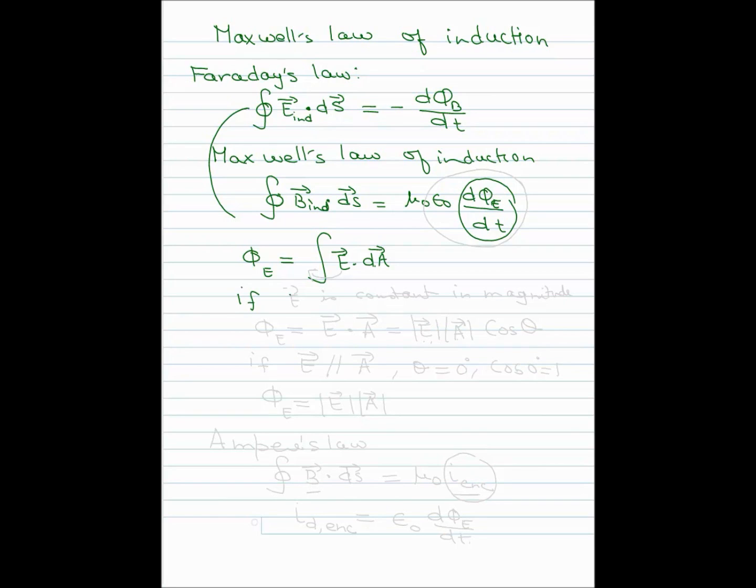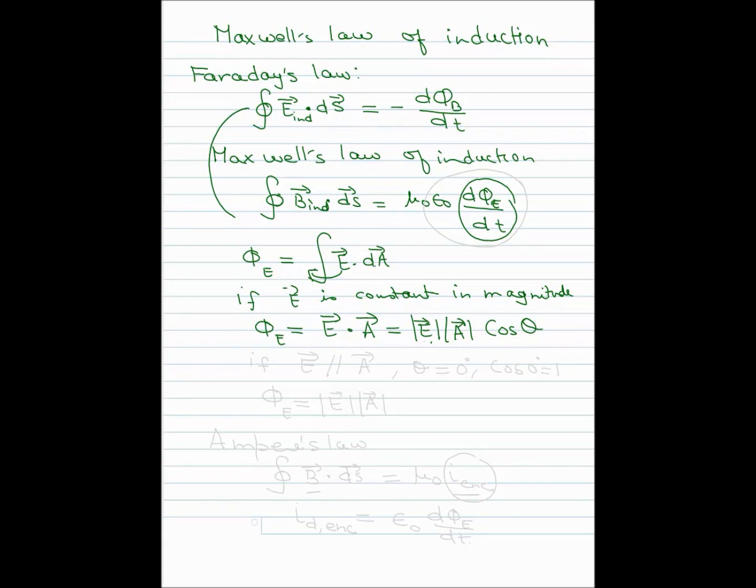Now, if the electric field magnitude is constant and makes the same angle at all points on the entire area that you're integrating over, then you can pull the electric field out of the integral, and you can say that ΦE, the electric flux, is just E times integral dA, which will turn out to give you the total area A. And this is basically equal to magnitude of E, magnitude of A, times cosine of the angle theta between the electric field and the area vector.